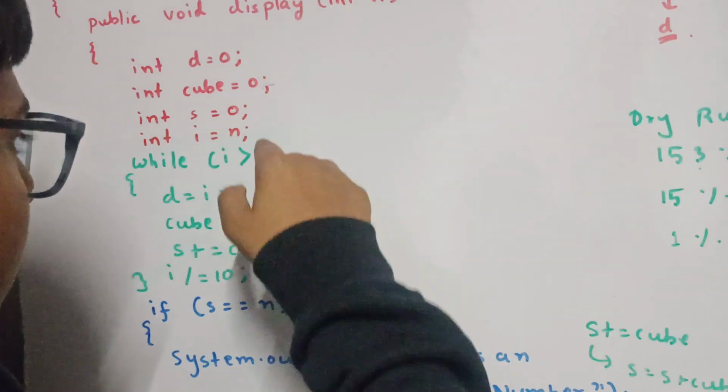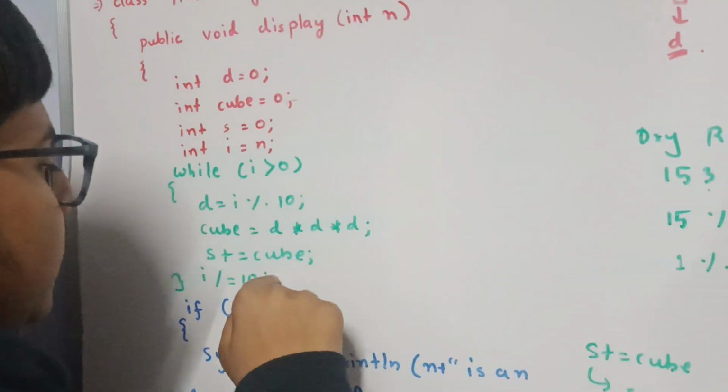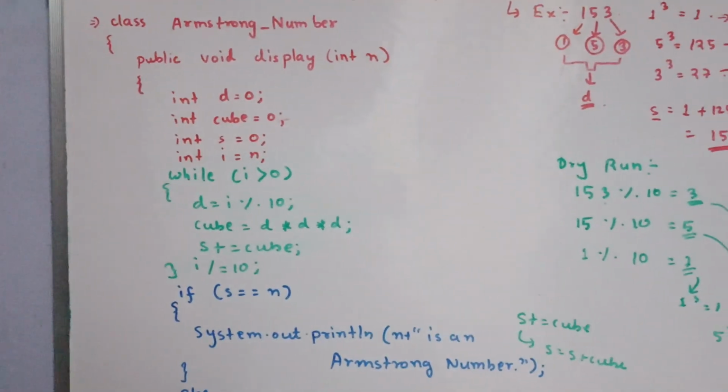This is your inside part, this is your initializing part, this is your logic part, and this is your iteration part. Just go through the program, just check it very nicely. This was Armstrong number.